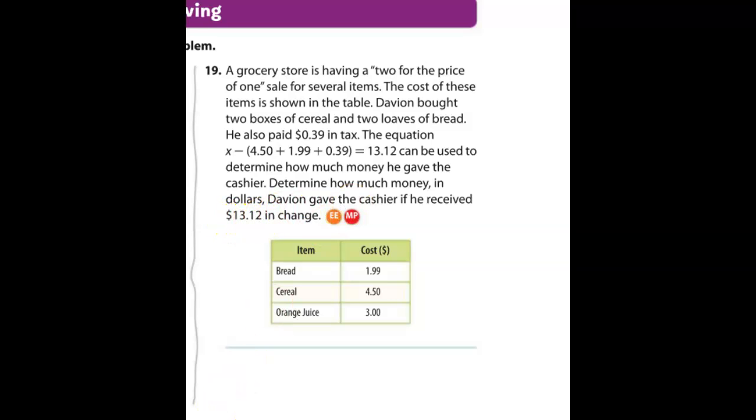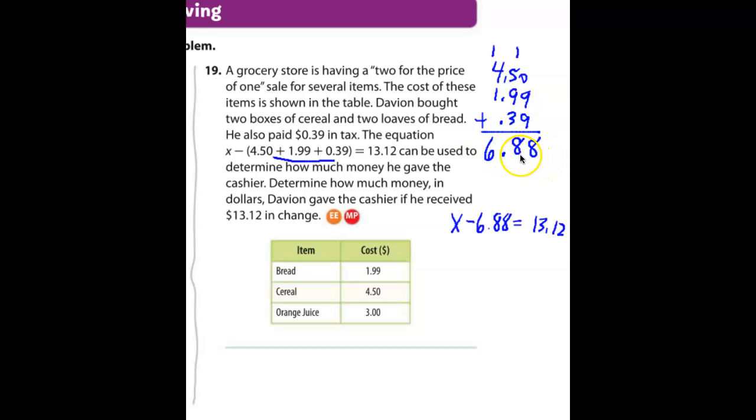Okay, so let's set this problem up. We are going to figure out what X is, but in order to do that, we have to actually figure out what's in the parentheses first. So go ahead, and I want you to add $4.50 plus $1.99 plus 39 cents. Do that for me now. Okay, so write out this addition problem. Make sure that you've lined up all the decimals and go ahead and solve for that, please. Okay, you should have gotten $6.88. So if we put that in place of the expression in the parentheses, our equation is now X minus $6.88 is equal to $13.12.